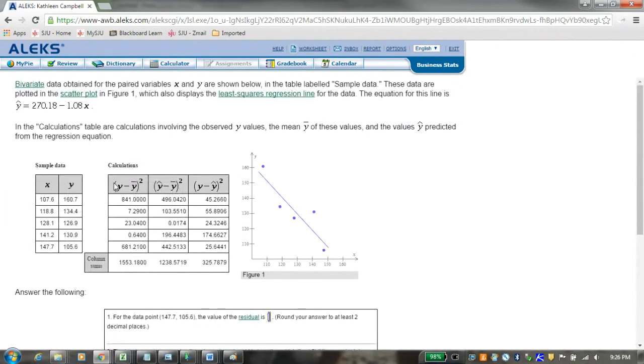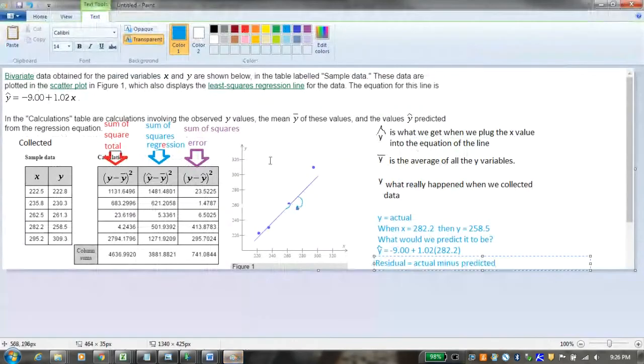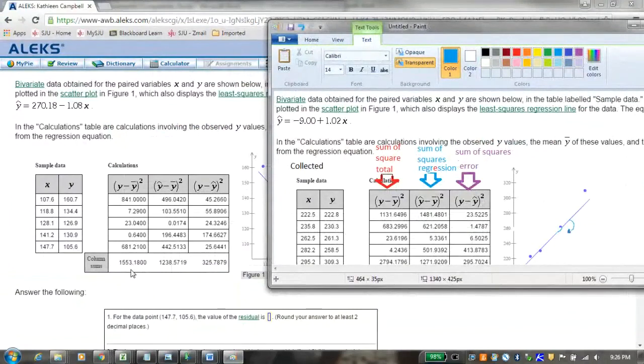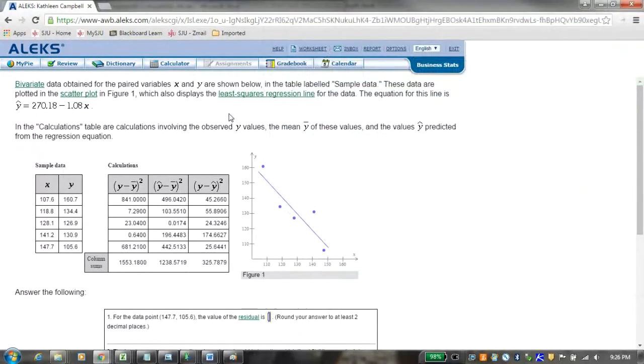All right, so again, we have this crazy picture. Notice they keep flipping these guys around, so you're going to want to know which one's which. So sum of squares total, y minus y bar. So there's our sum of squares total. Your sum of squares regression is y hat. Oh, no. Okay, they kept them the same this time. All right, we're good. So for the data point, they want to know the value 147, 105. So 147, 105, that's right here.